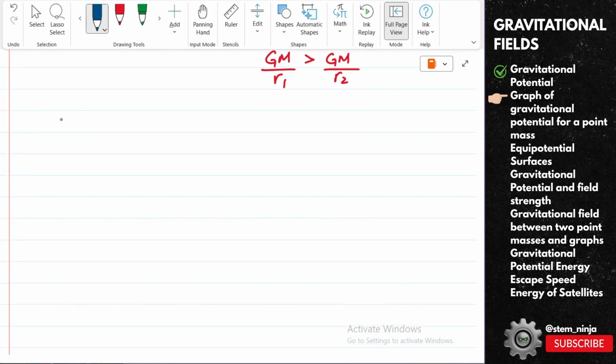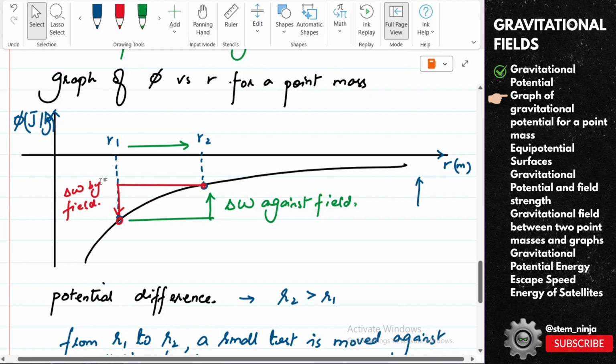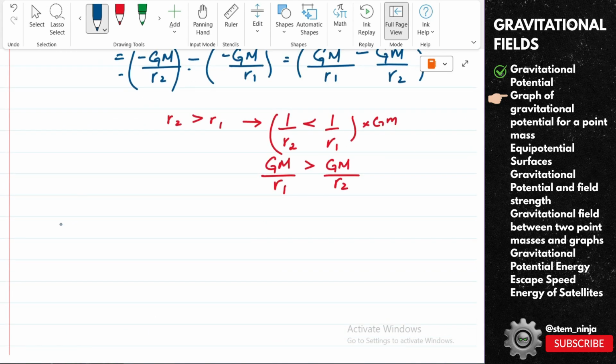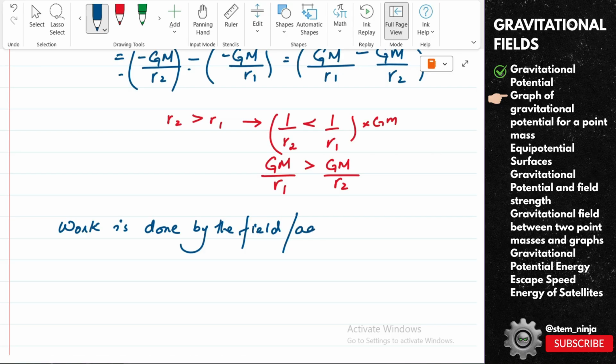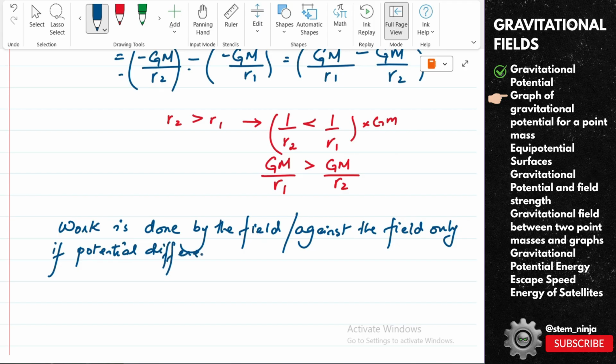Furthermore, work can only be done if there is a potential difference between 2 points in a field. Okay, that is a given. So if there is no difference between them, there is no work to be done, either against field or by the field. So work can only be done by the field or against the field only if potential difference exists between 2 points in a field.